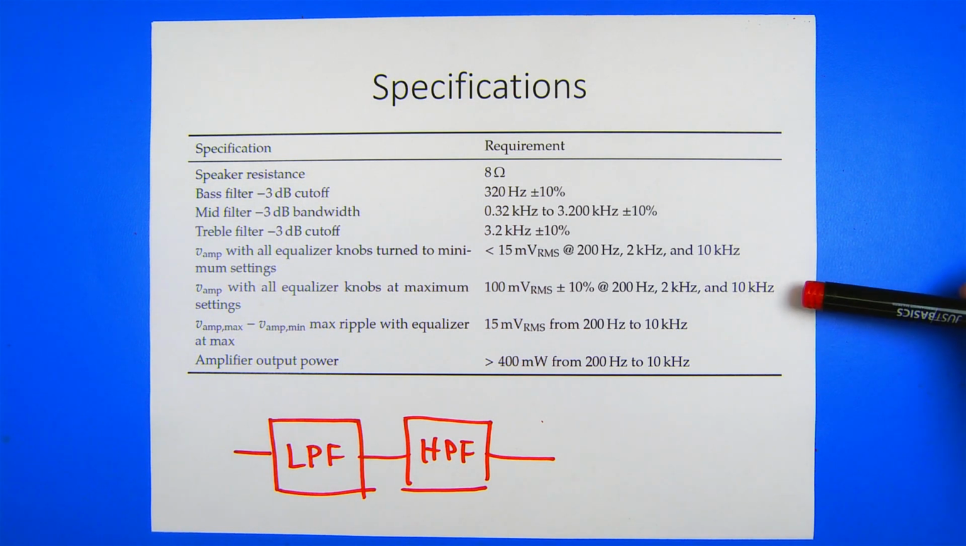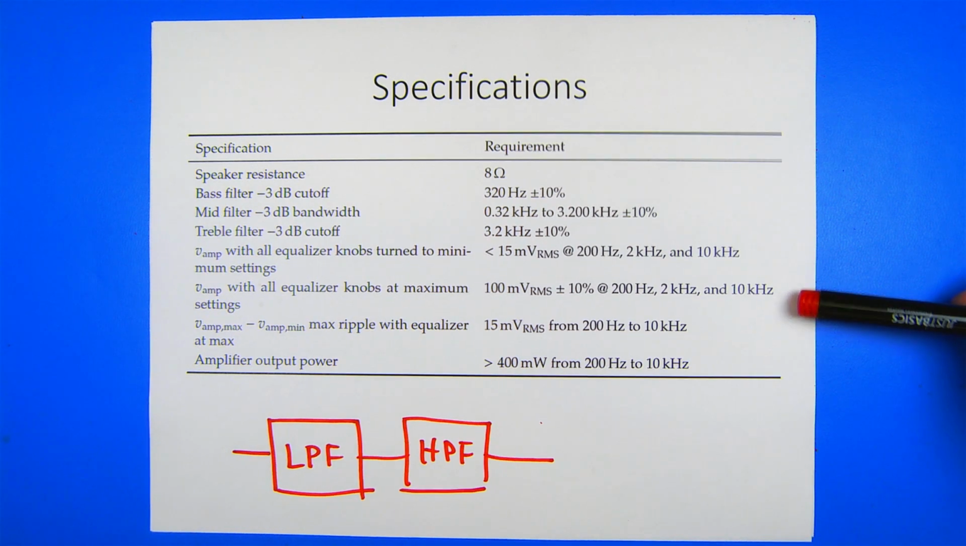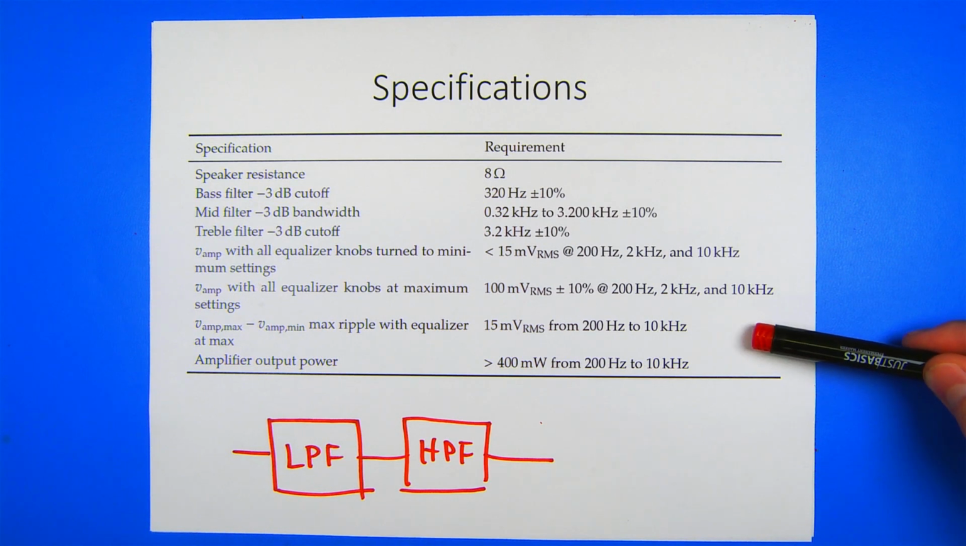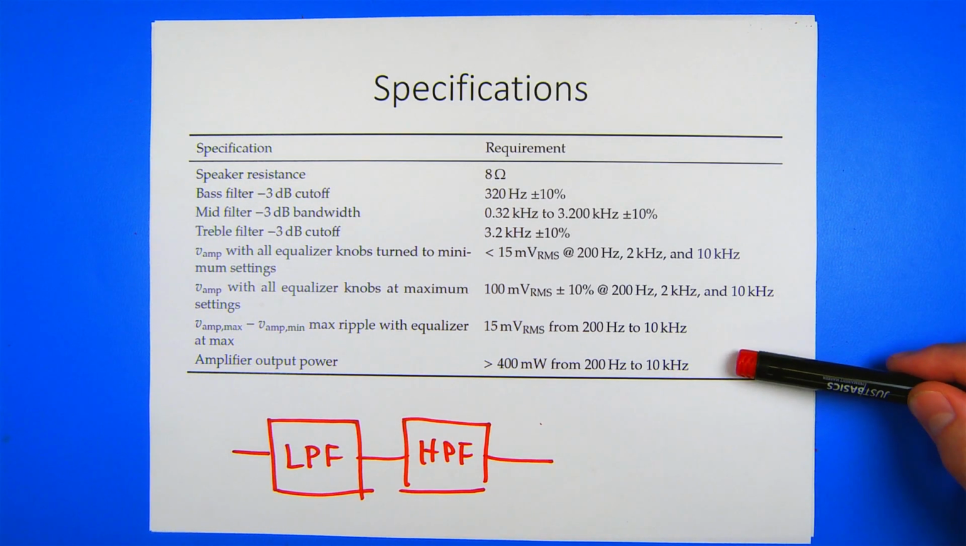The voltage at the input of the amplifier subsystem with the equalizer all the way up must be less than 100 millivolts RMS within 10% at the 200 Hz, 2 kHz, and 10 kHz test frequencies. The ripple tolerance is 15 millivolts all the way across the 200 Hz to 10 kHz test band. This means that the minimum voltage and maximum voltage at the input of the amplifier subsystem with the equalizer all the way up across the whole frequency coverage must only differ by at most 15 millivolts RMS. The amplifier output power must be at least 400 milliwatts over the entire frequency band.